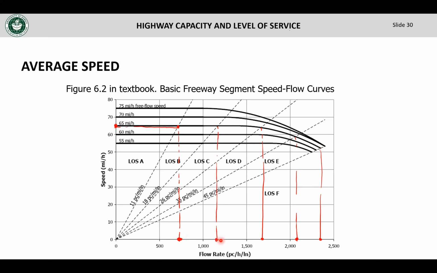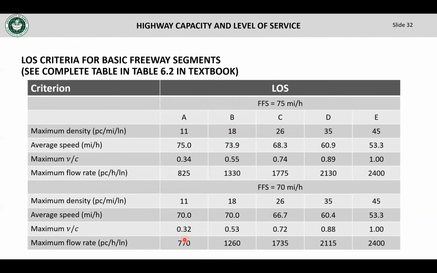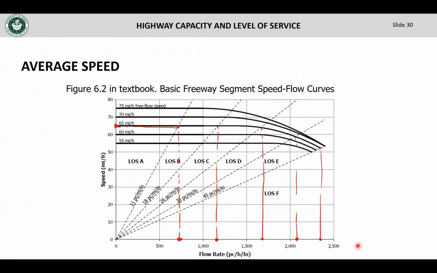This will be about 1200 and so on. These values are for the 65 miles per hour free flow speed. Sorry, I don't have 65 in here, but those are the values that you see in this row. If I had picked the curve for 70 miles per hour, these are the values I would be reading there. So let me just go back. You can see the flow rate for 70 miles per hour is a little bit higher for level of service A, and for level of service B, it's also a little bit higher, and so on.